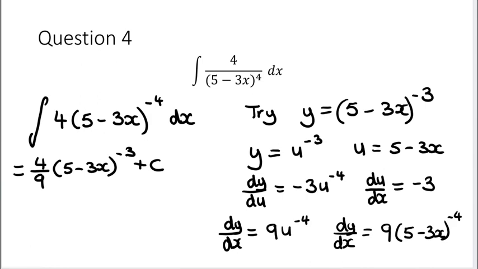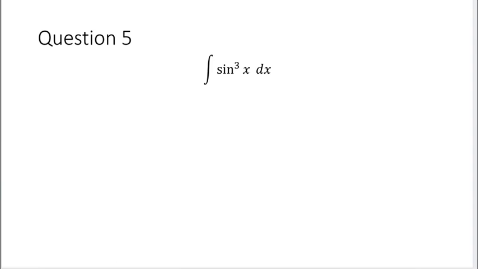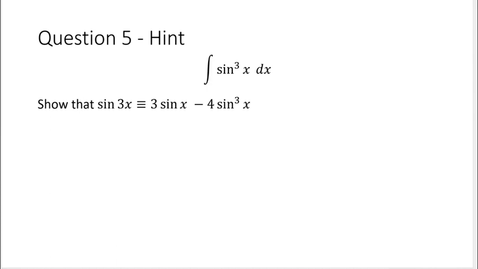Right then, question 5. Now, question 5, I'm going to give you a hint on the next slide. If you want to have another go at this with this hint, then you can pause at this point. Okay, so the hint for question 5 is that we can use some trig identities to help us solve this. Okay, just integrating it as it is here is going to be very tricky to do.